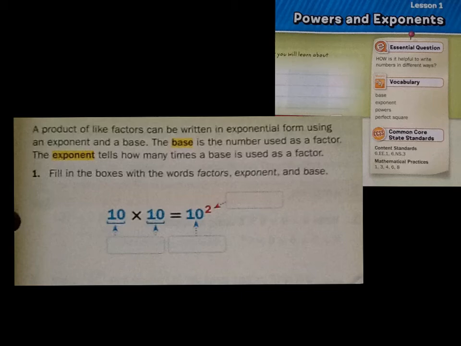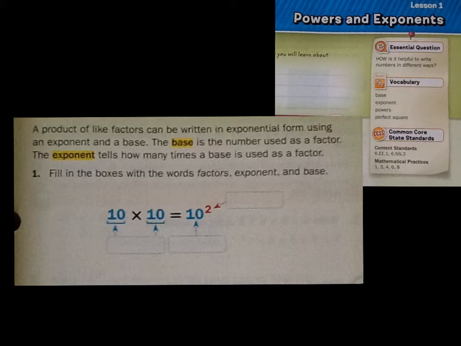We are now in our new textbook, Chapter 6. This is Lesson 1, Powers and Exponents. Throughout this entire chapter, we're going to have a lot more vocabulary than we have in the past. So starting off on page 433, we're going to look at a few vocabulary words.